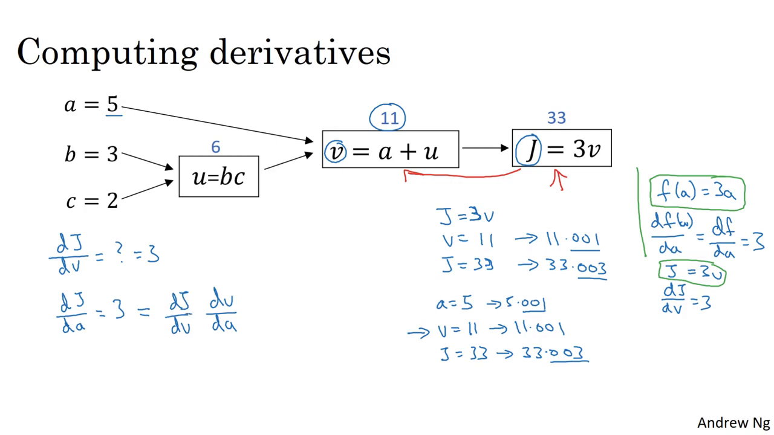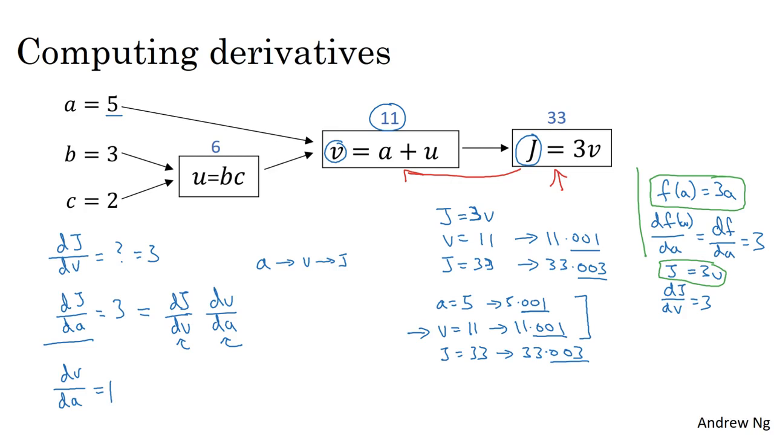So in calculus, this is actually called the chain rule, that if a affects v affects j, then the amount that j changes when you nudge a is the product of how much v changes when you nudge a times how much j changes when you nudge v. So in calculus, again, this is called the chain rule. And what we saw from this calculation is that if you increase a by 0.001, v changes by the same amount. So dv dA is equal to 1.